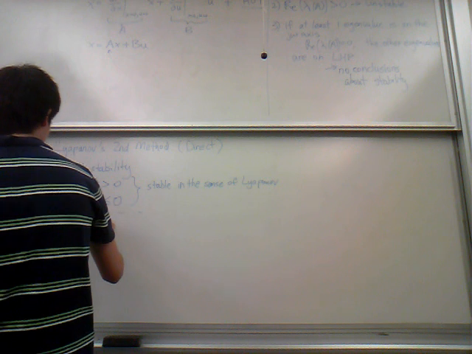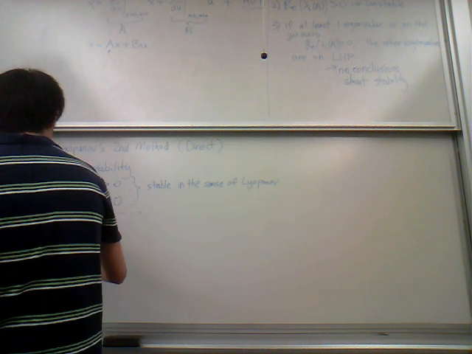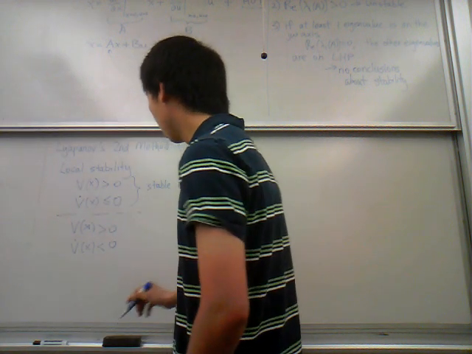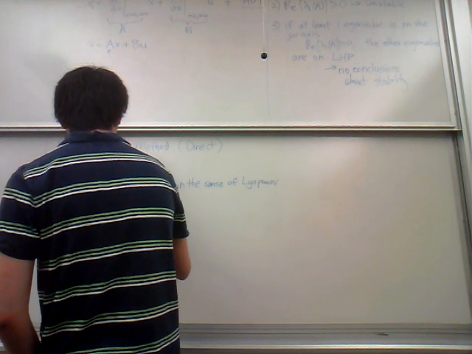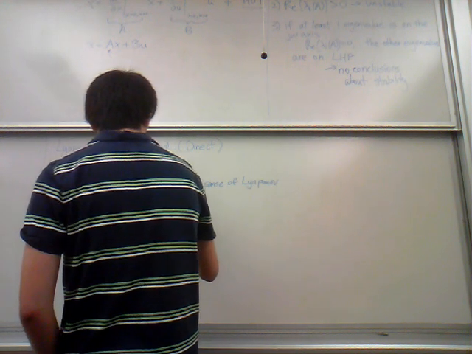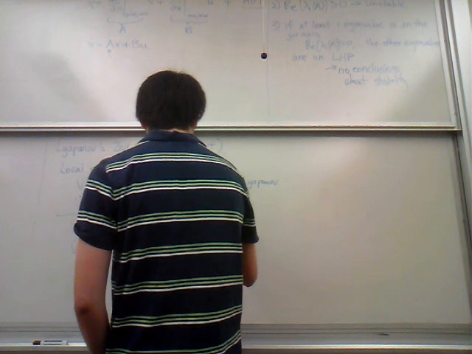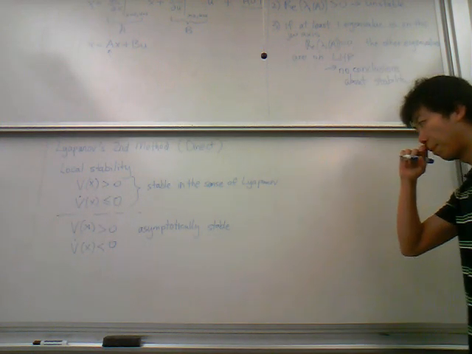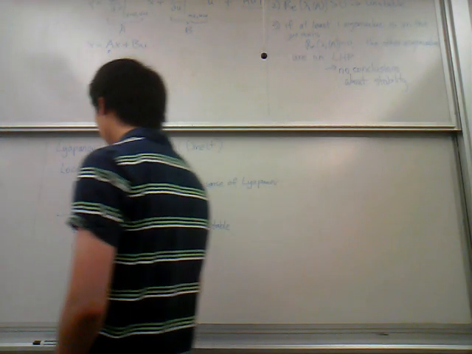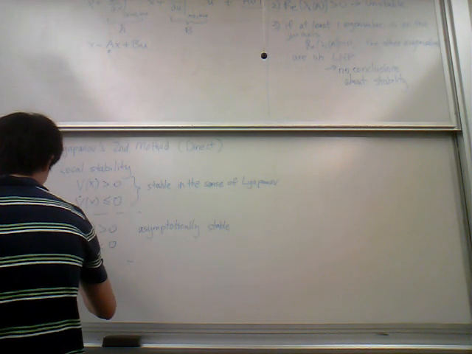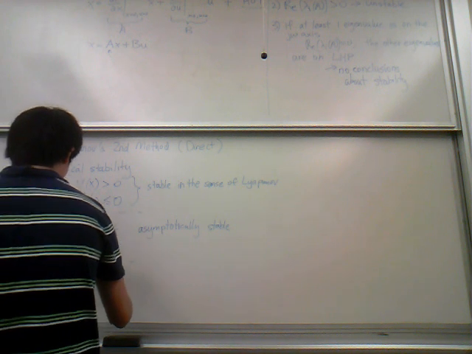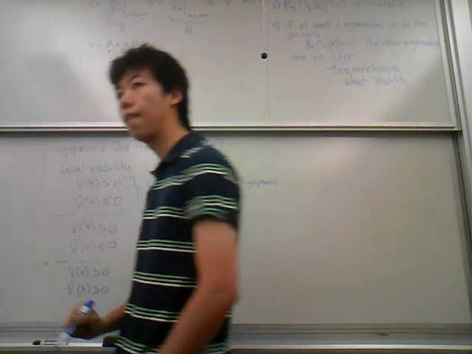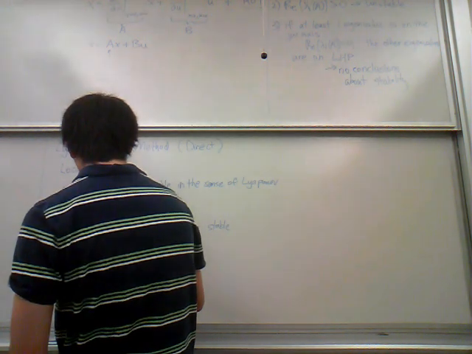If our V dot is strictly negative definite, that means we are asymptotically stable. If our V dot is positive definite, then we're unstable.